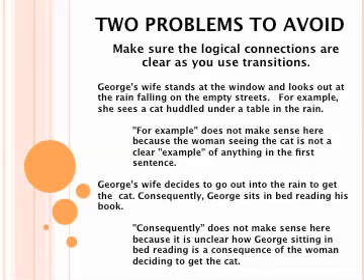All right, two problems to avoid. Make sure that your connections are as clear as you use transitions. So let's look at the first sentence. George's wife stands at the window and looks out at the rain falling on the empty streets. For example, she sees a cat huddled under a table in the rain. For example, does not make any sense here, because the woman is not seeing the cat as an example of anything. We're talking about rain falling on an empty street, and for example, she sees a cat. Doesn't even make any logical sense.